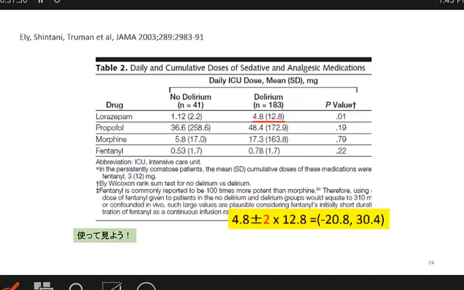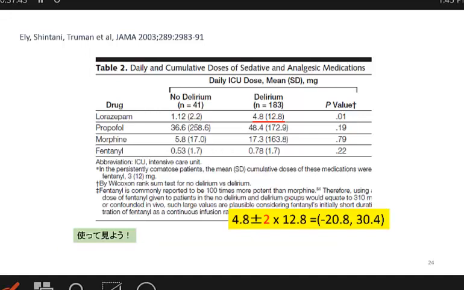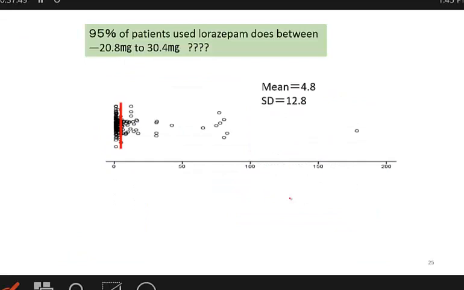Why is it minus? I think you know already. Right, because it's not normally distributed. So the claim we are making is valid only when data are normally distributed. So look at the actual data. This is the dose of lorazepam, and see, many people didn't even use lorazepam, so zero. But some people, drug addicts, don't respond to a lower dose, so they keep increasing the dose. So some people do use a much higher drug dose. So it's heavily, heavily skewed data. It's not normally distributed.